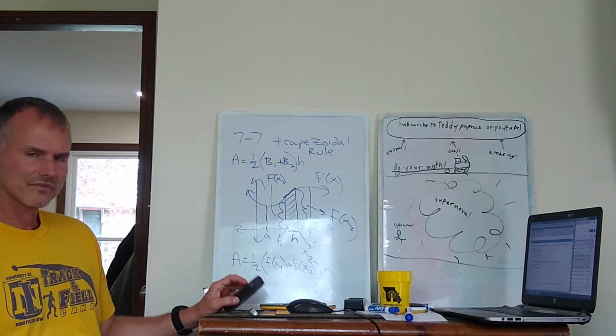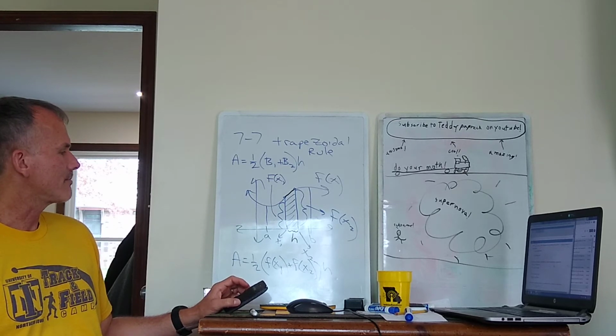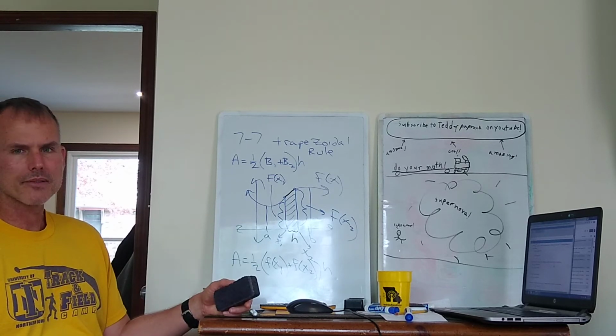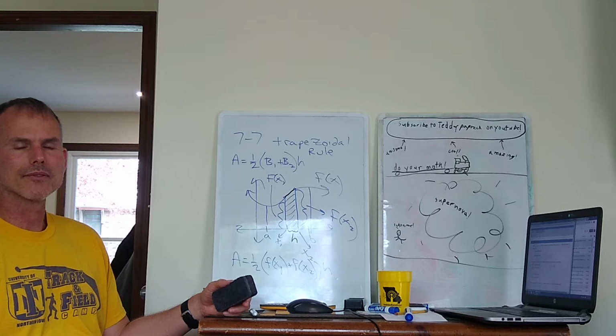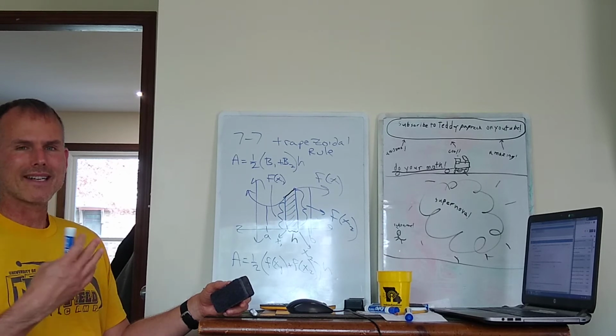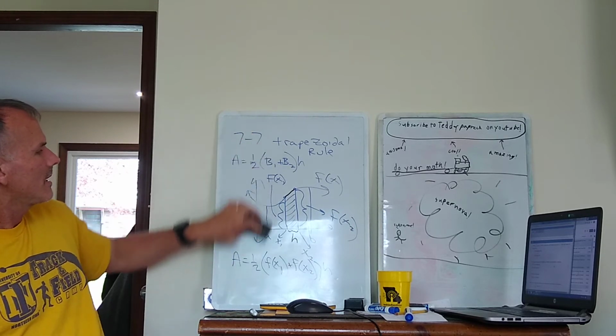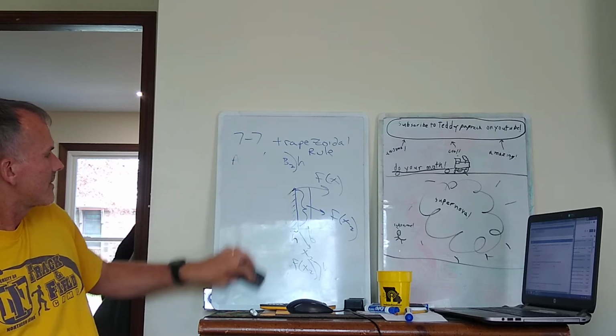Okay, so now let's get down to business here. What we're going to do is I'm first going to just derive the rule for a trapezoidal approximation, and then I'll show you kind of how to do it in the real world or on an AP exam. Okay. Let me erase this.